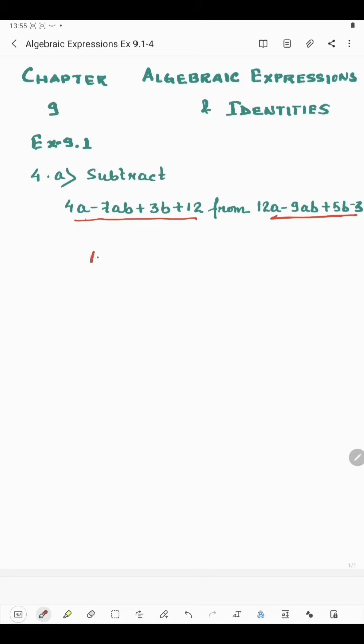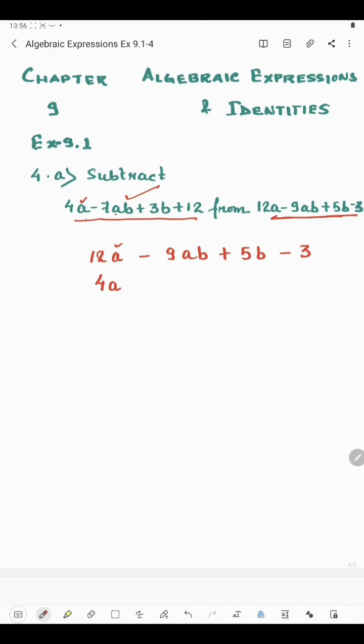So it's 12a minus 9ab plus 5b minus 3. From this expression we will have to subtract this expression. But before writing this expression, we will have to check the like terms here. Here a and a both are the same. Since both are similar terms, we will have to put 4a below 12a.